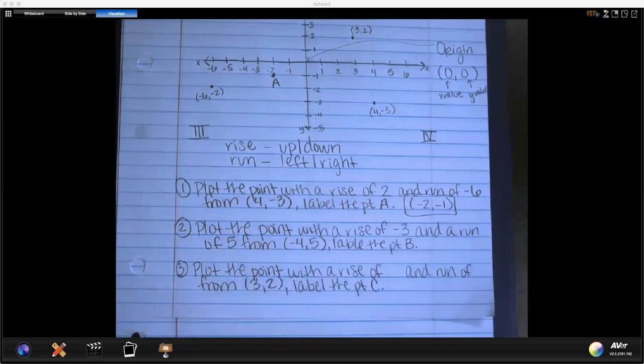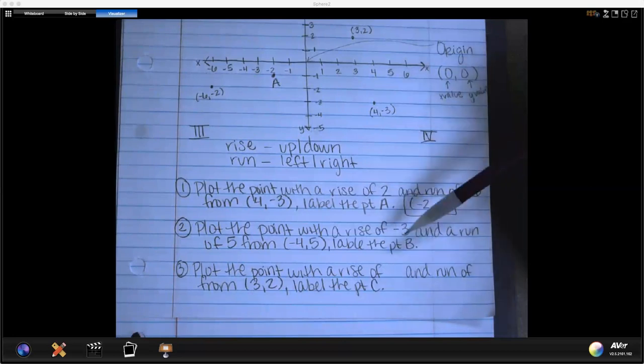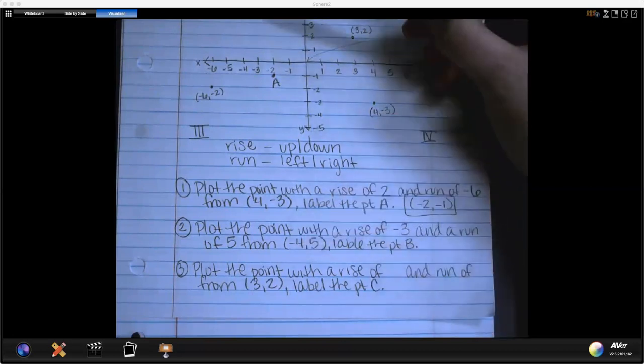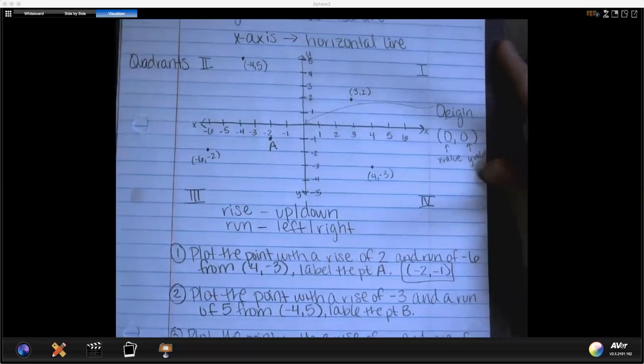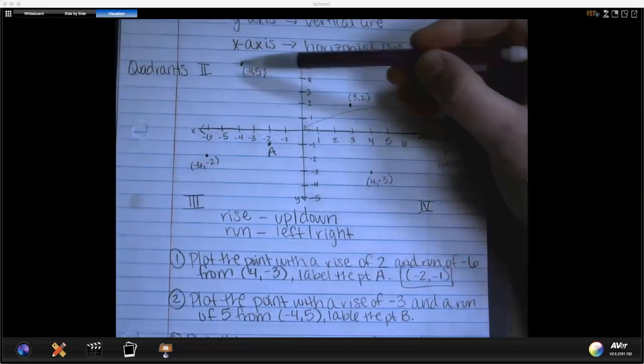All right, let's talk about number 2 real quick. So if we could silence everyone real quick so we can talk. Okay, everyone focus up here. So we're going from point -4, 5. So that's up here, which you can't see with my paper. Hold on. Okay, -4, 5. And we're gonna rise -3.